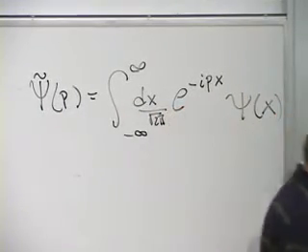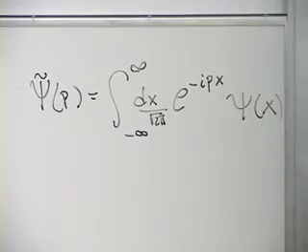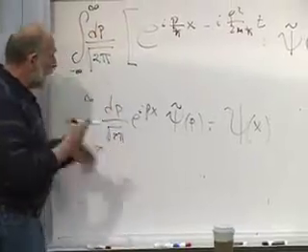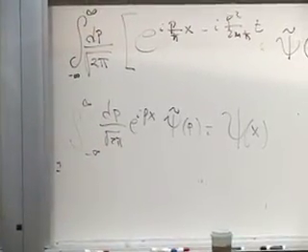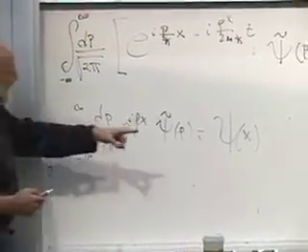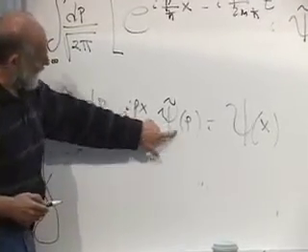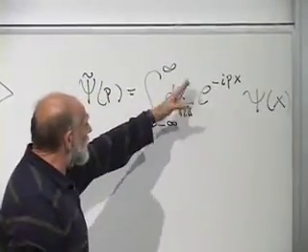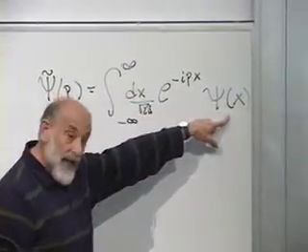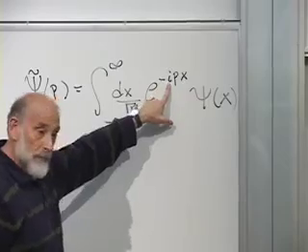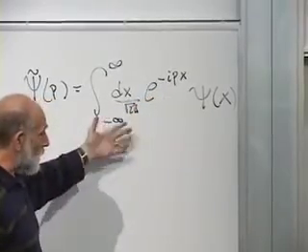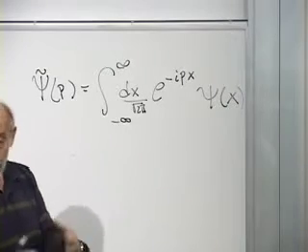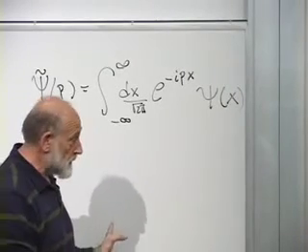Remember now the reciprocal relationship between the Fourier transform of x and the Fourier transform of p. Fourier transforms are reciprocally related in such a way that if psi of x is an integral of e to the ipx psi twiddle of p, then psi twiddle of p is the same kind of integral, except over x, with a minus sign up here. This is the reciprocal relationship between functions and their Fourier transforms.